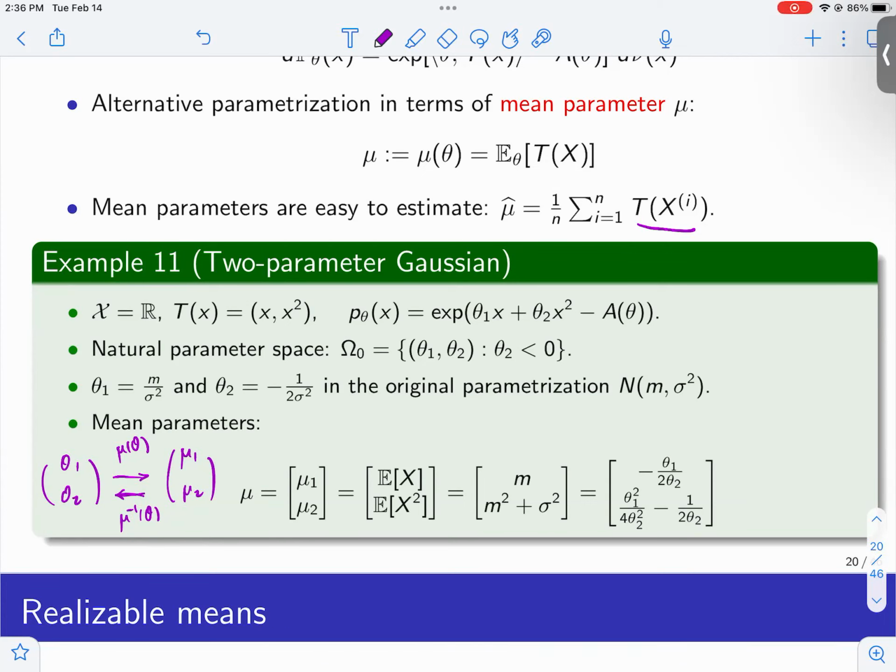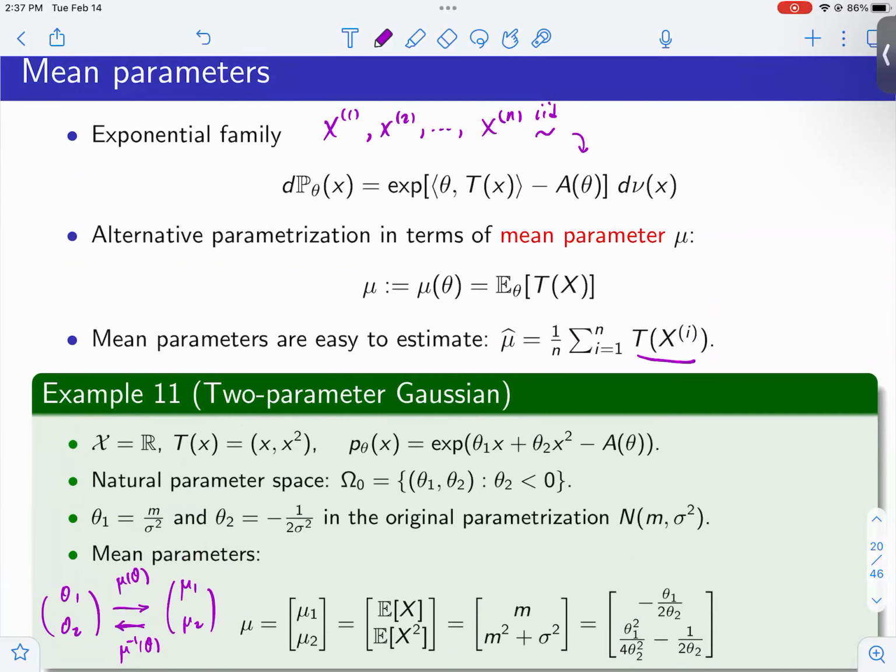And so because this is a mean parameter, I can just estimate it with an empirical mean. Okay, and so this gives you some statistical significance for why the mean parameter is more interesting, or easier to work with, because it's easier to estimate. This, by the way, is an instance of a method of moments. So you form the empirical moments, you set them equal to the population moments. You solve for theta if you want, but this gives you an estimate of mu without worrying about theta.